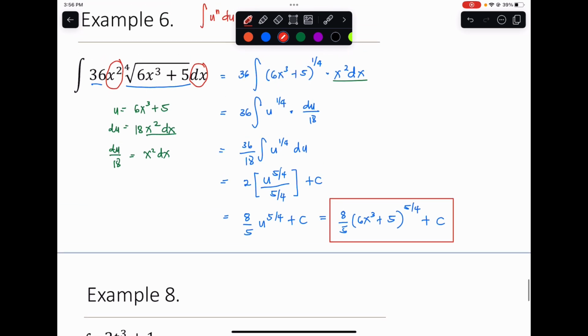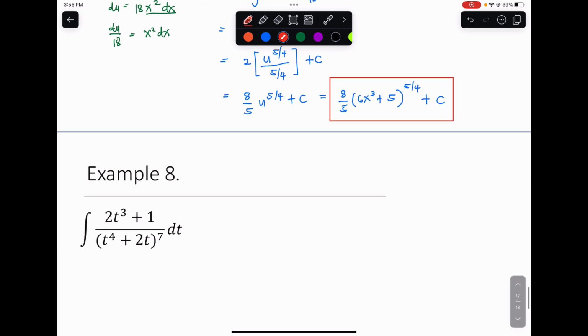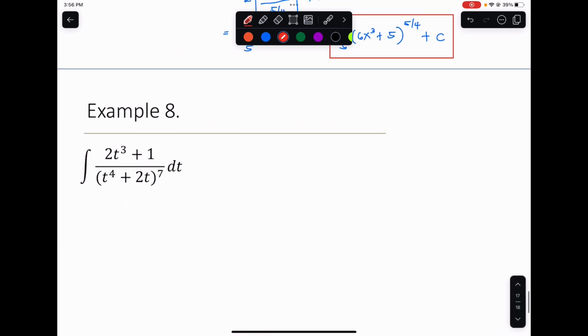So that is for our 6th example. So this should be number 7. Sample number 7. This time it's a division: 2t cubed plus 1, over t raised to 4 plus 2t, all raised to 7.